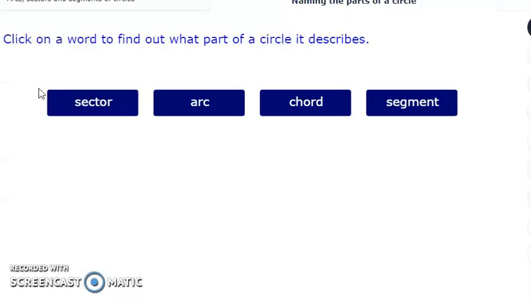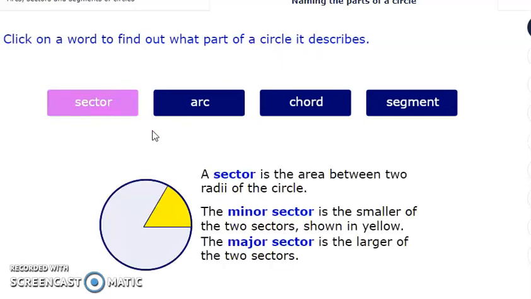In today's class, we are going to discuss arc, sector and segment. Here we will discuss different parts of a circle, and the first thing is sector. A sector is the area between two radii of the circle.